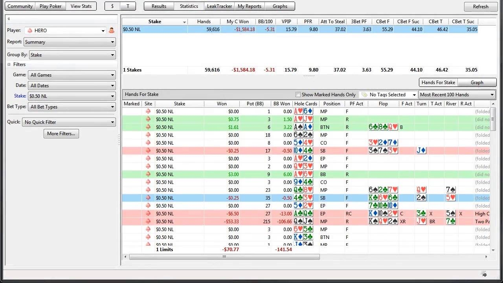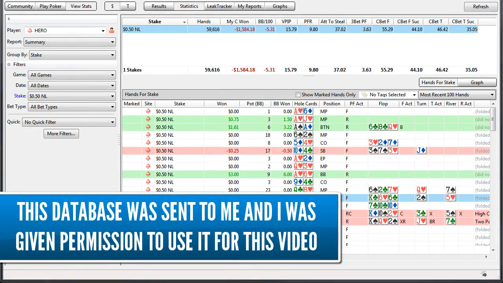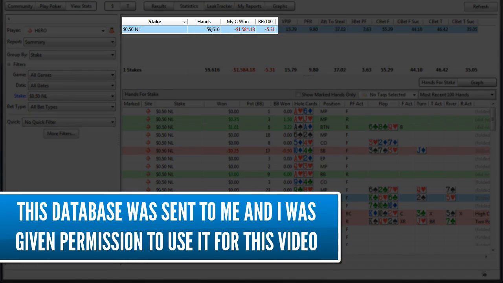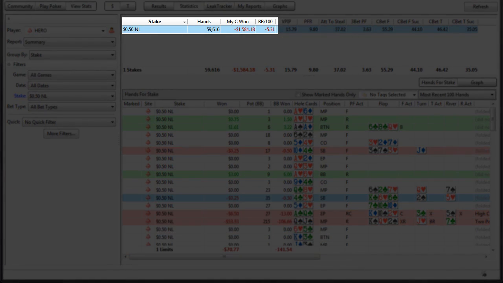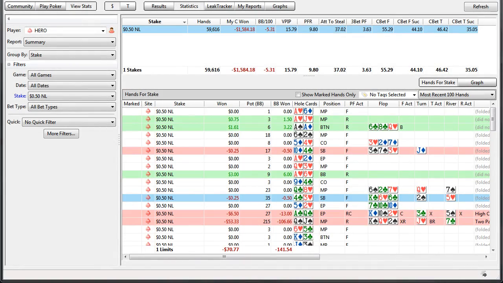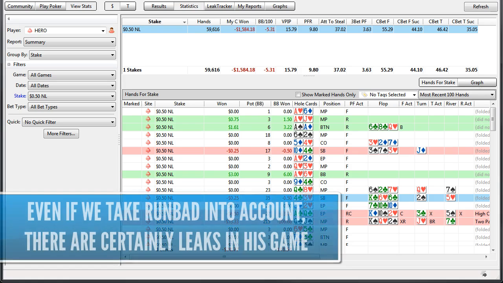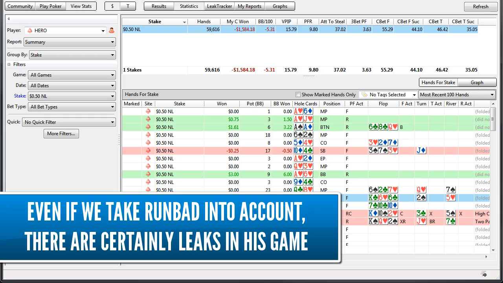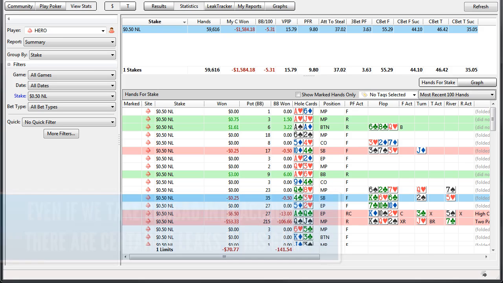So this is the database we're going to be looking at, and again, this was sent to me, so these are not my hands. It's a sample size of roughly 60,000 hands, down about 1.6 thousand, losing at 5.3 BB per 100. So definitely some significant loss in this database, and even if there was some run bad here, I'm assuming that this is still quite a bit of leakage in this person's game, and we would definitely want to put some serious time and effort into it.